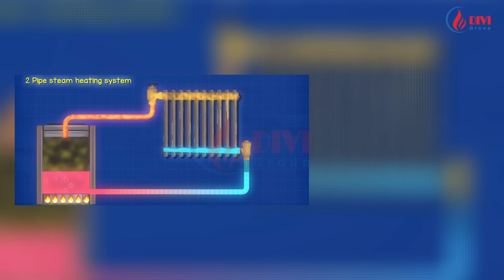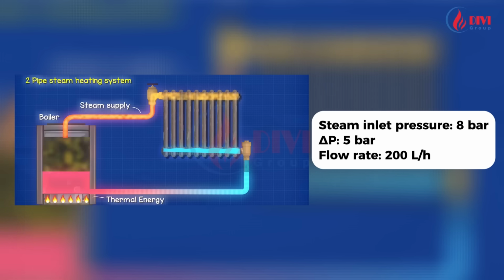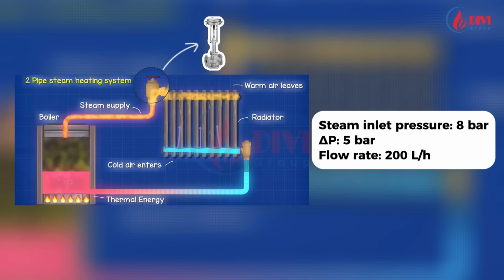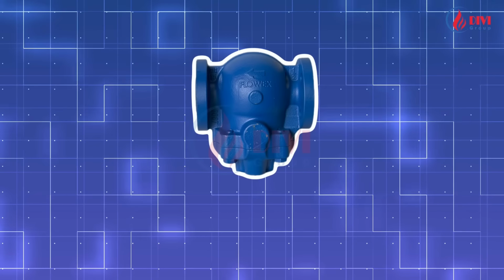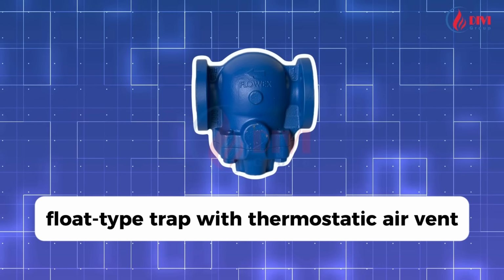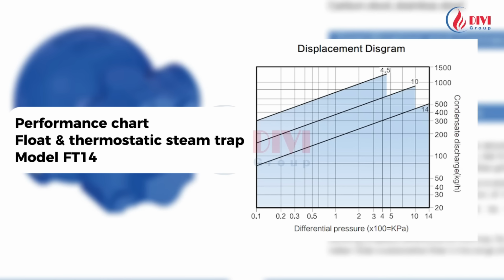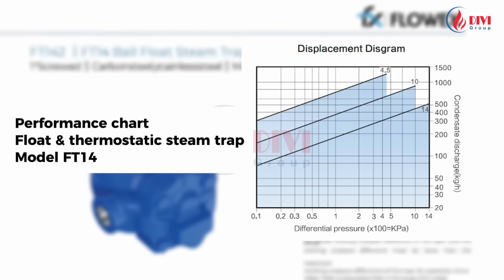Let's look at this example. A finned tube heat exchanger where steam flows inside the tubes and air outside. Steam enters at 8 bar, the pressure drop is 5 bar, condensate load is 200 liters per hour, and there's a control valve at the inlet. In this case, we select a float-type trap with thermostatic air vent, model FT series. The chart shown here is for FT14 traps.